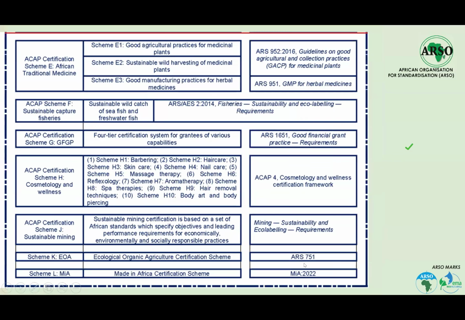The other ones are the African traditional medicine. That's for information. We have another scheme, scheme F, on sustainable capture fisheries. We have certification scheme G on good finance grant practice. We have a scheme H on cosmetology and wellness. We have scheme J on sustainable mining, scheme K on eco-labeling, organic agriculture. We have a scheme L on made in Africa. So these are the schemes that are there in ARSO.